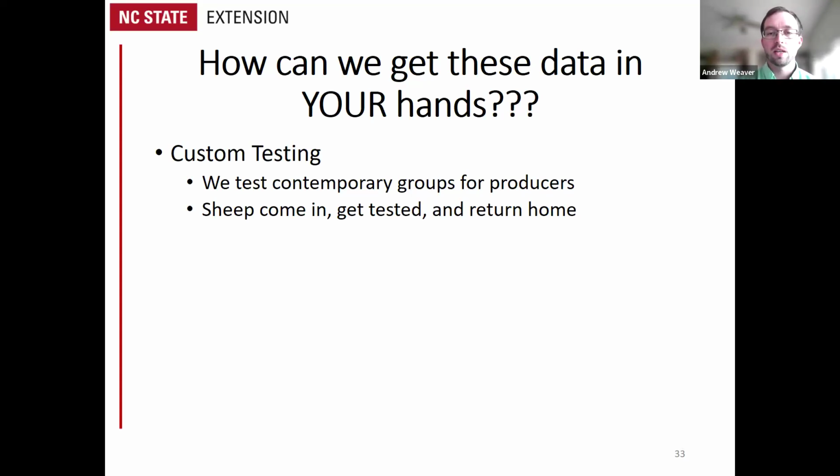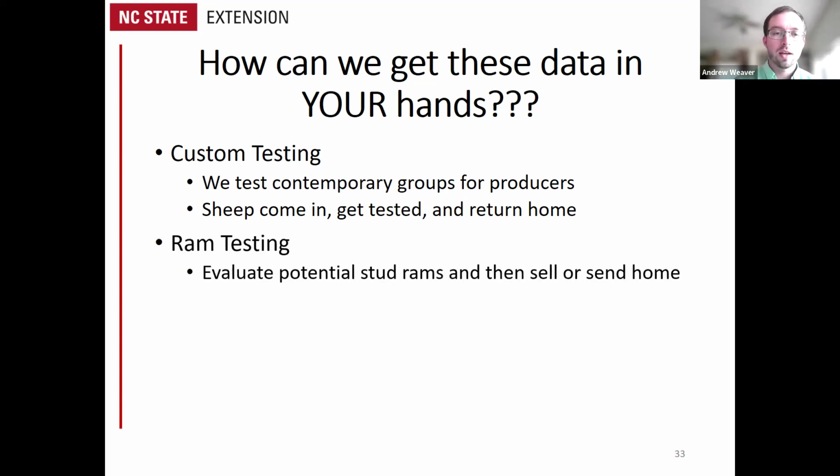Could we test contemporary groups for producers? Could you bring in a group of animals, we test them, and then send them home at the end of that feeding trial? Maybe that's an option. Could we do some ram testing? We're all probably familiar with the ram testing system and that model, where you bring in potential stud rams, evaluate them for a period of time, and then send them home, and hopefully select those that have more favorable feed efficiency metrics.